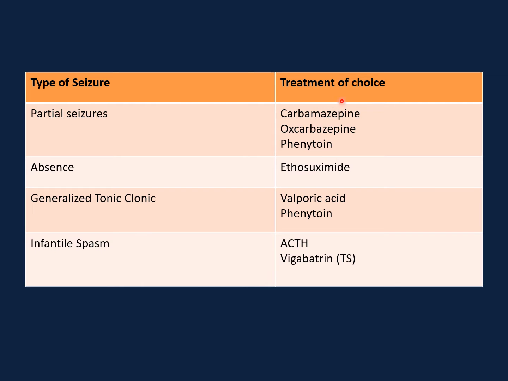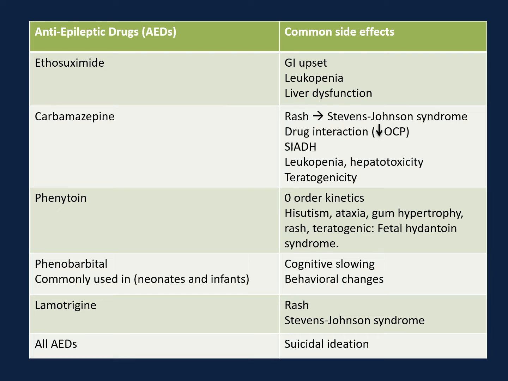Type of seizure and the treatment of choice. Partial seizure: carbamazepine, oxcarbazepine, phenytoin. Absence seizure: ethosuximide. Generalized seizure: valproic acid, phenytoin. Infantile spasm: ACTH, and vigabatrin in cases of tuberous sclerosis. Anti-epileptic drugs and the common side effects. Ethosuximide: GI upset, for example nausea, abdominal pain, leukopenia, liver dysfunction. Carbamazepine can cause rash, in severe cases Stevens-Johnson syndrome.